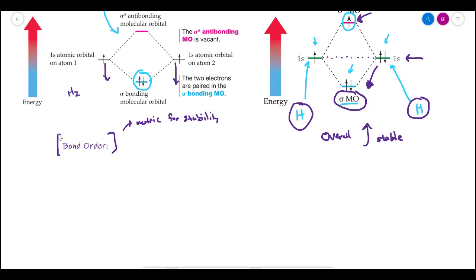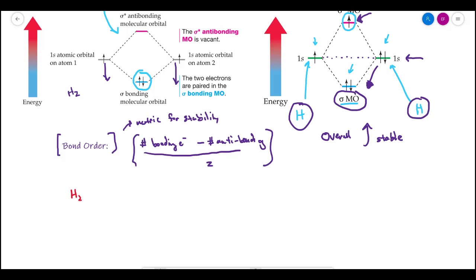Let's assign an actual semi-quantitative way to do that. That's what the bond order is for. So the bond order is going to be the number of bonding electrons, so how many are in the actual sigma bonding levels, minus the number in the anti-bonding, so the sigma star, over 2. That's what the bond order is going to be here. So let's compute that for these 2 molecules. Let's compute that for H2.